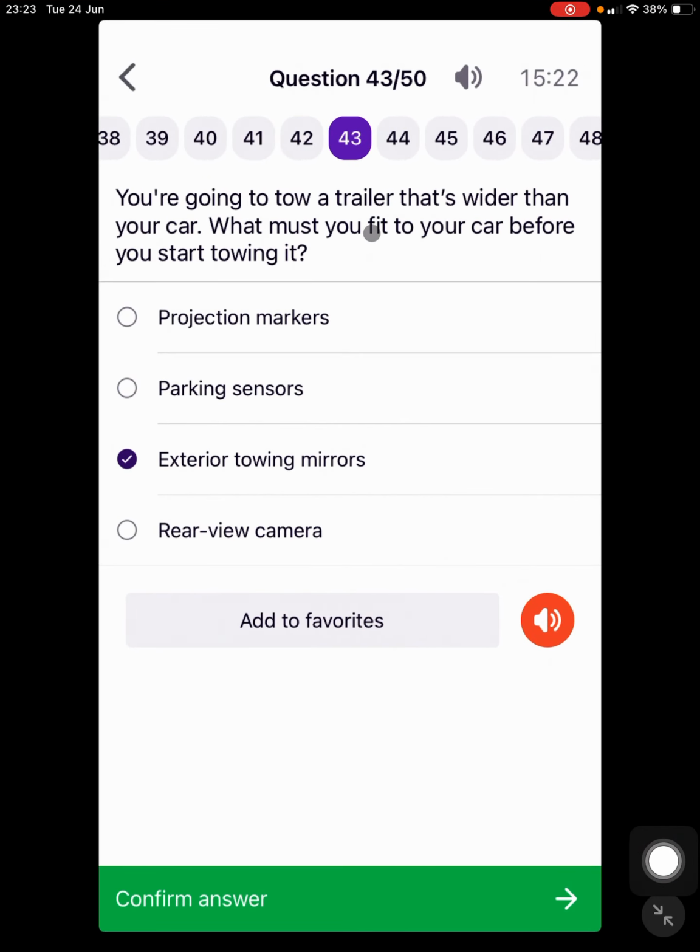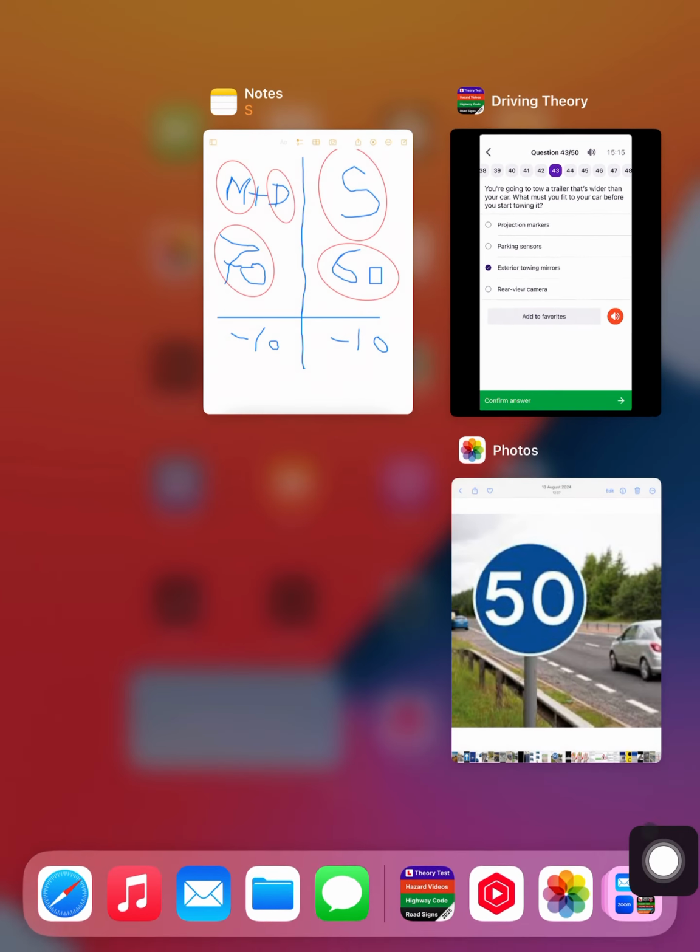Okay, you're going to tow a trailer that's wider than your car. What must you fit to your car before you start towing it?